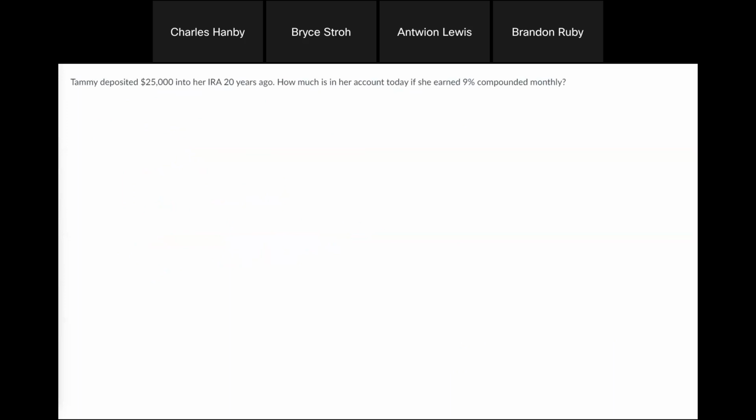another future value of a lump sum problem. Tammy deposited $25,000 into her IRA 20 years ago. How much is in her account today if she earned 9% compounded monthly? So we got 20 years monthly. So 20 times 12, so 240 months.